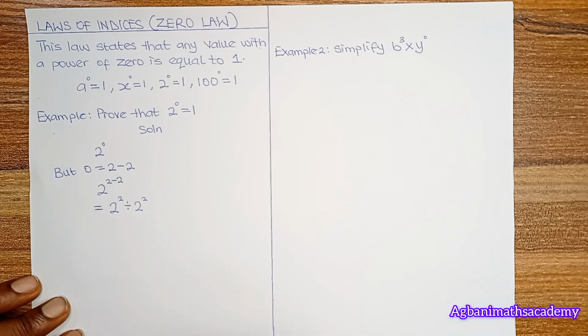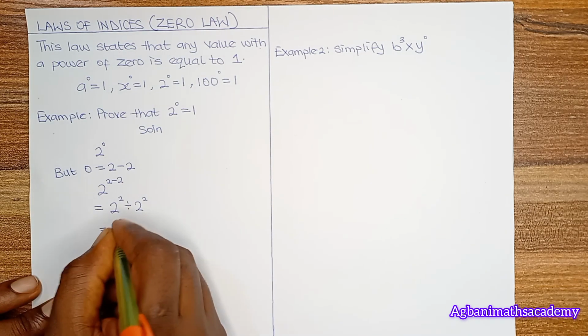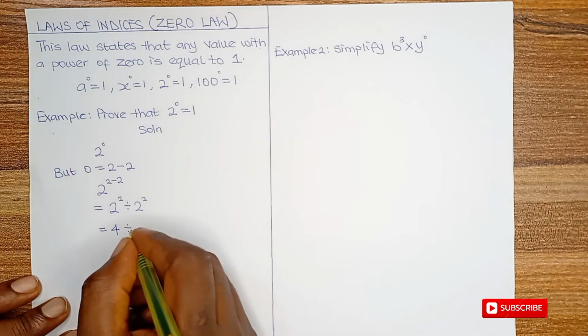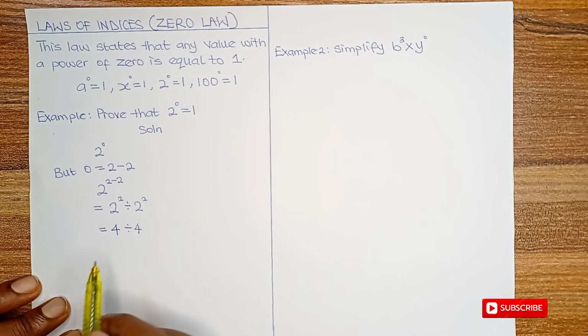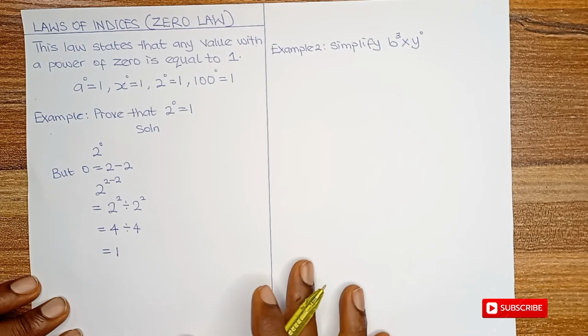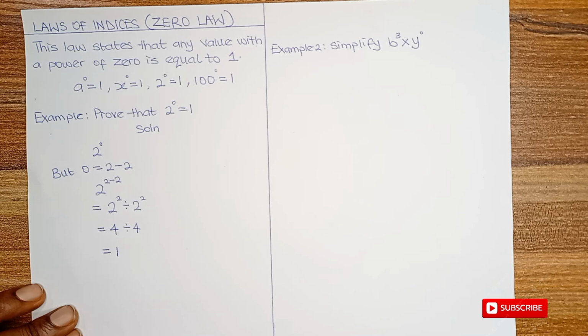But what is 2 to the power of 2? 2 to the power of 2 is equal to 4, divided by 2 to the power of 2, which is also equal to 4. So we have 4. So when you do 4 divided by 4, what are you going to get? 4 divided by 4 is equal to 1. So this is a way of proving that any number to the power of 0 is equal to 1.